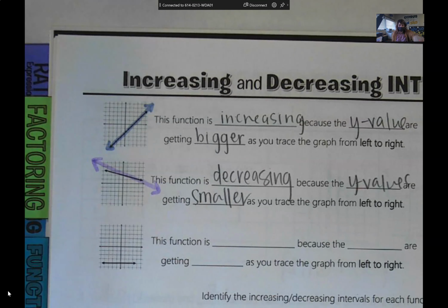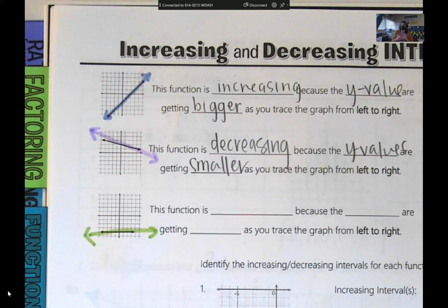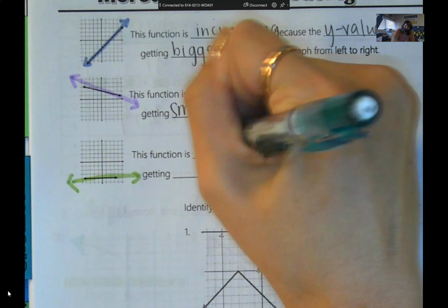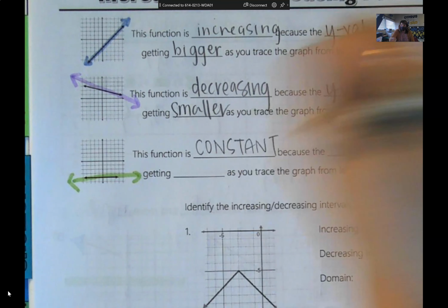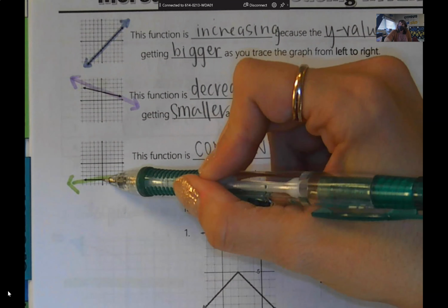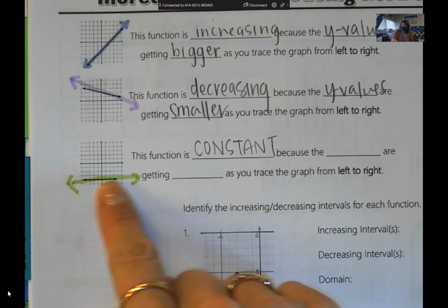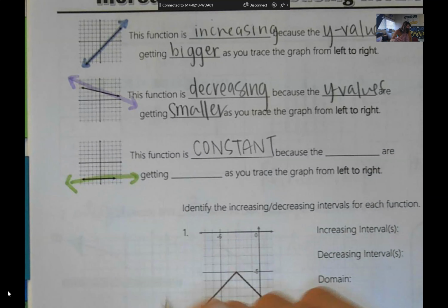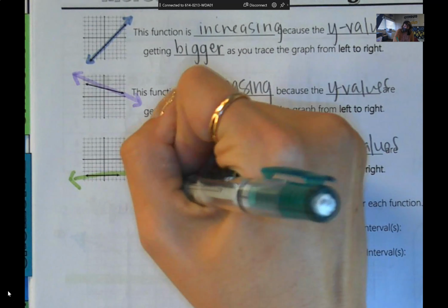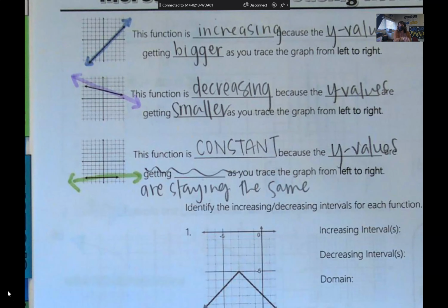So this last guy, he's flat. So he's neither increasing nor decreasing. So we say this function is constant. What we mean by that is the y value never changes. This stays at negative 4 no matter what x we plug in. If we move from left to right, the line stays at negative 4. It doesn't ever get higher or lower. So this is constant because the y values are staying the same as you trace from left to right.